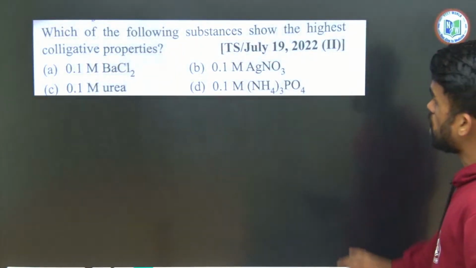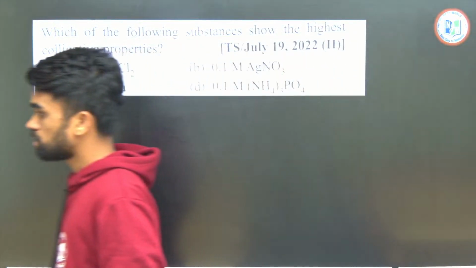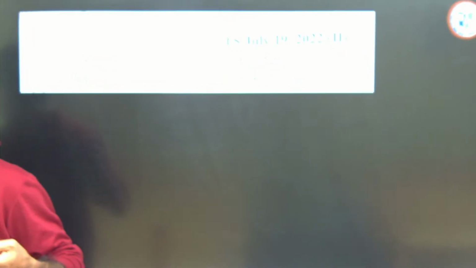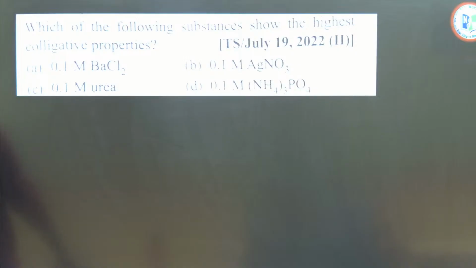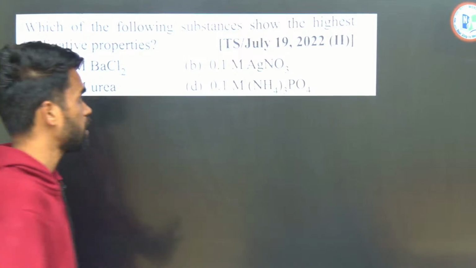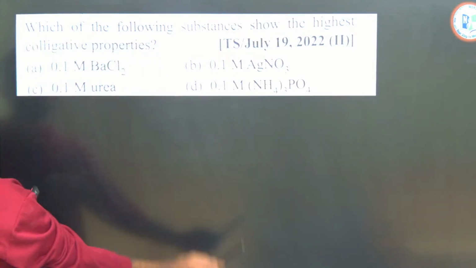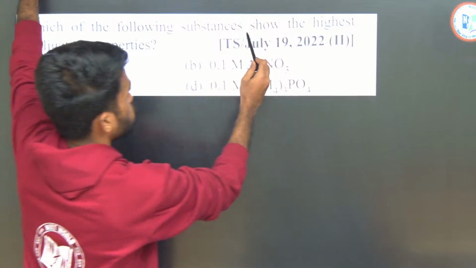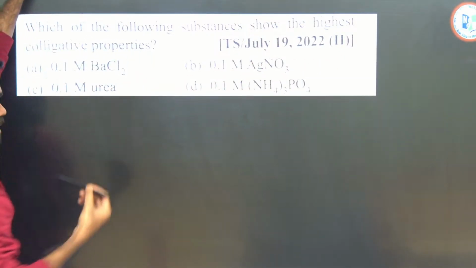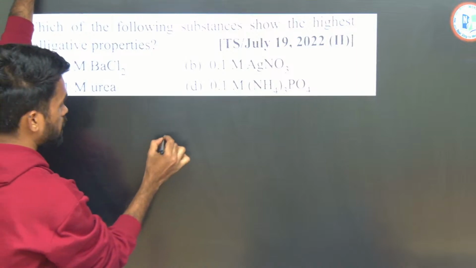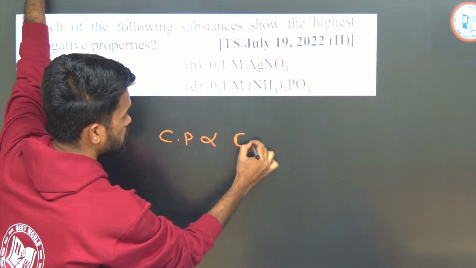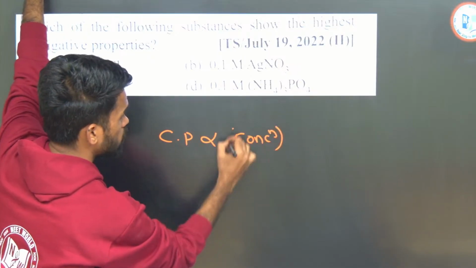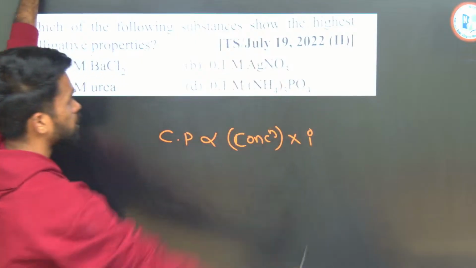Yes guys, can you answer me this? Yes, anyone can answer me this question. What they are asking is, which of the following substances show the highest colligative property? See, I just told you colligative properties are directly proportional to the molar concentration of the solution multiplied with its Van 't Hoff factor. Okay, right.